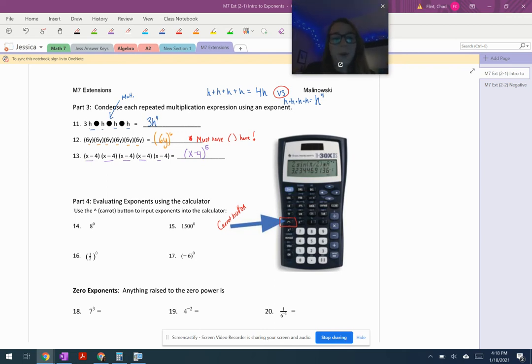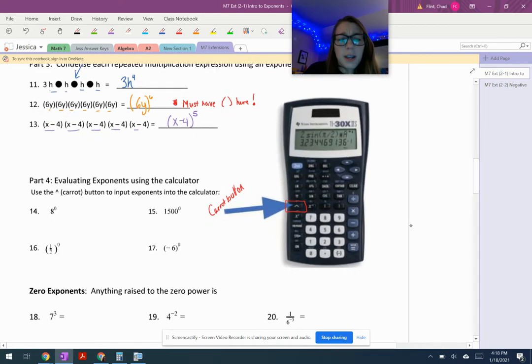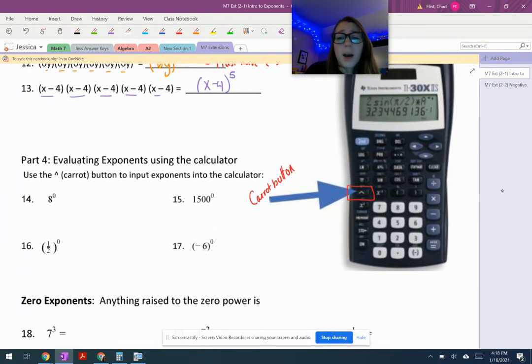All right, this is part 4 of extension lesson 2-1. So this one's about evaluating exponents using the calculator. It's going to be a little different on whatever calculator you're using. The easiest one to use is our wonderful scientific ones that if you don't have your own personal version of, please let me know and I can get you one.